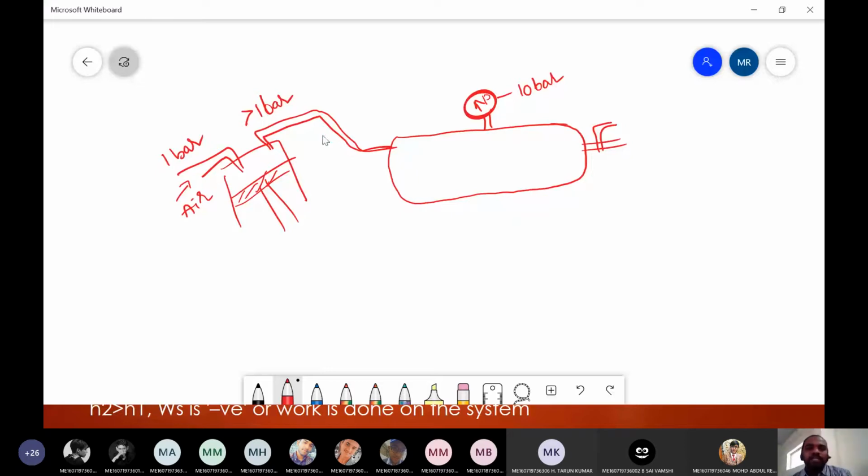Now tell me, what is the inlet condition? The atmospheric air at 1 bar and 27 degrees centigrade. Now, can you tell me what is the temperature of the air leaving the compressor at this instant of time? Anyone?